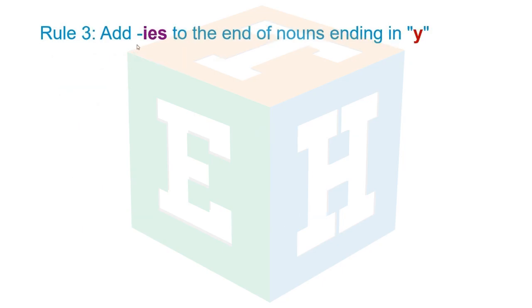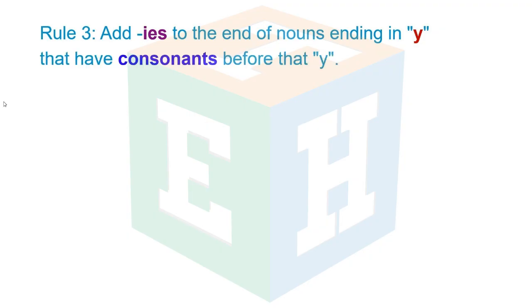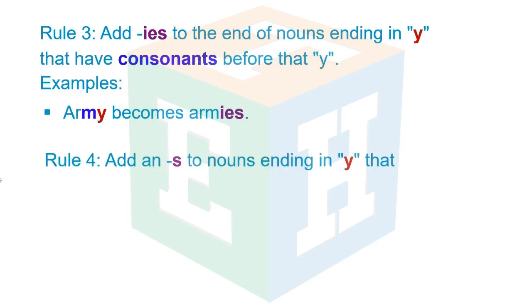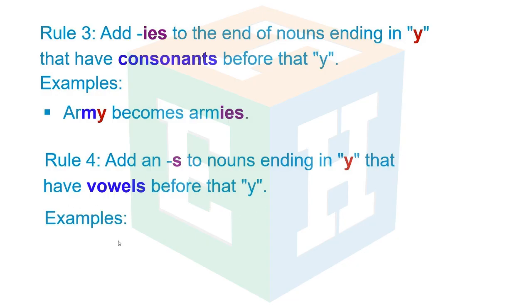Rule 3. Change y to ies for nouns ending in y that have a consonant before that y. Examples: army becomes armies. Rule 4. Add an s to nouns ending in y that have a vowel before that y. Examples: boy becomes boys.